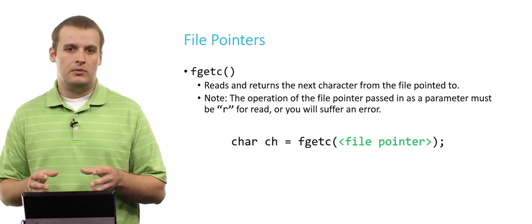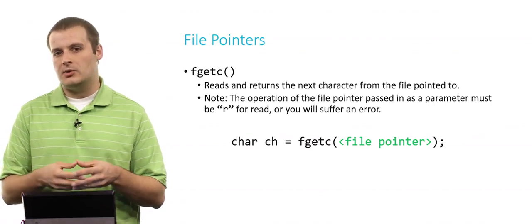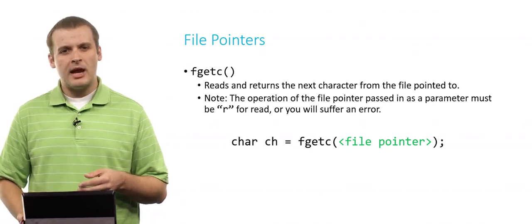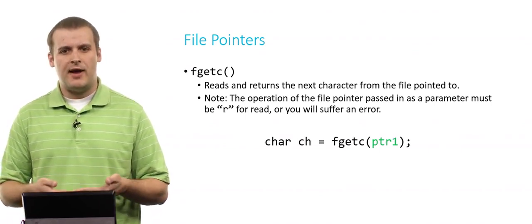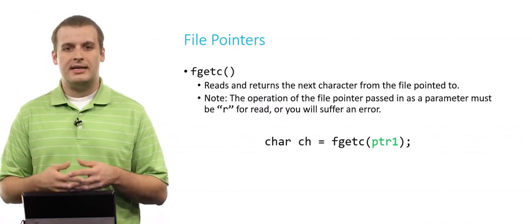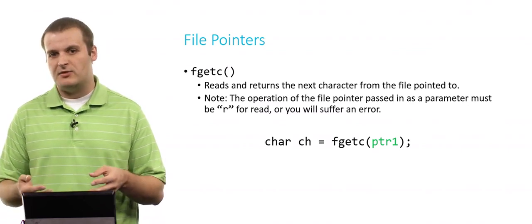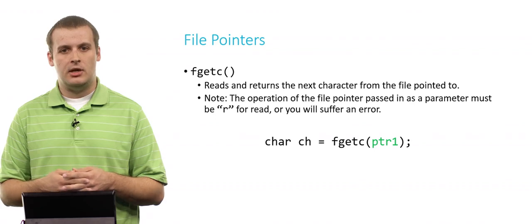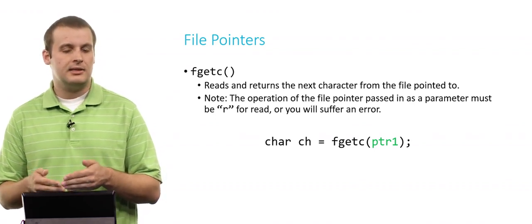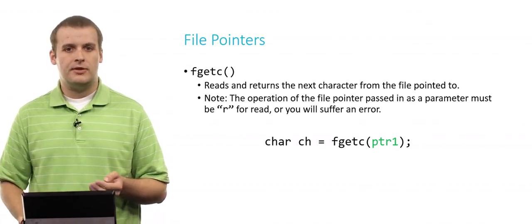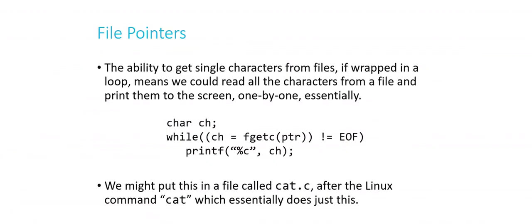The only reason I bring that up now is because if we're going to make a call to fgetc, that file pointer must have been opened for reading. And then pretty simply, all we need to do is pass in the name of the file pointer. So char ch = fgetc(ptr1). That's going to get us the next character, or if this is the first time we've made this call, the first character of whatever file is pointed to by ptr1. Recall that that was file1.txt. It'll get the first character of that and we'll store it in the variable ch. Pretty straightforward.